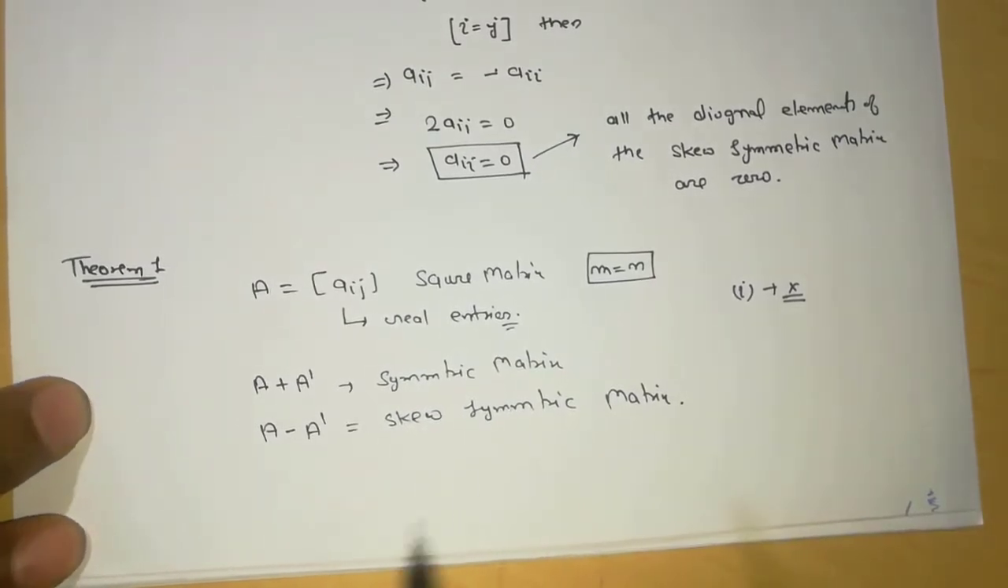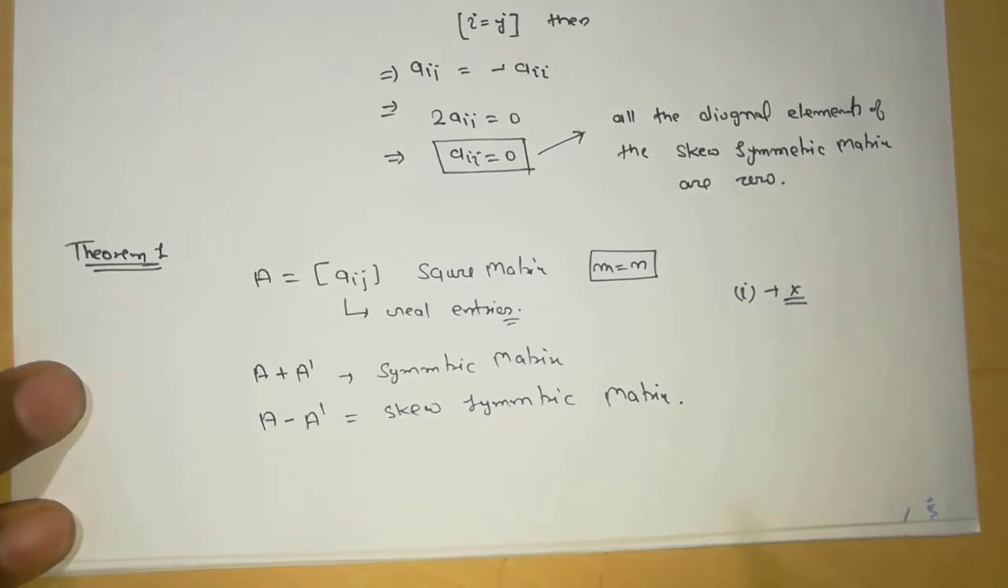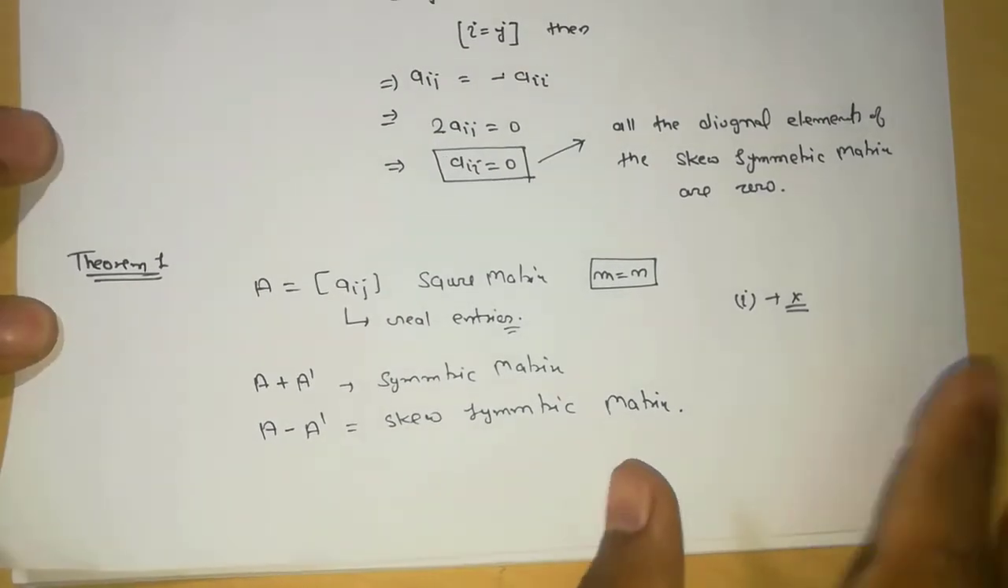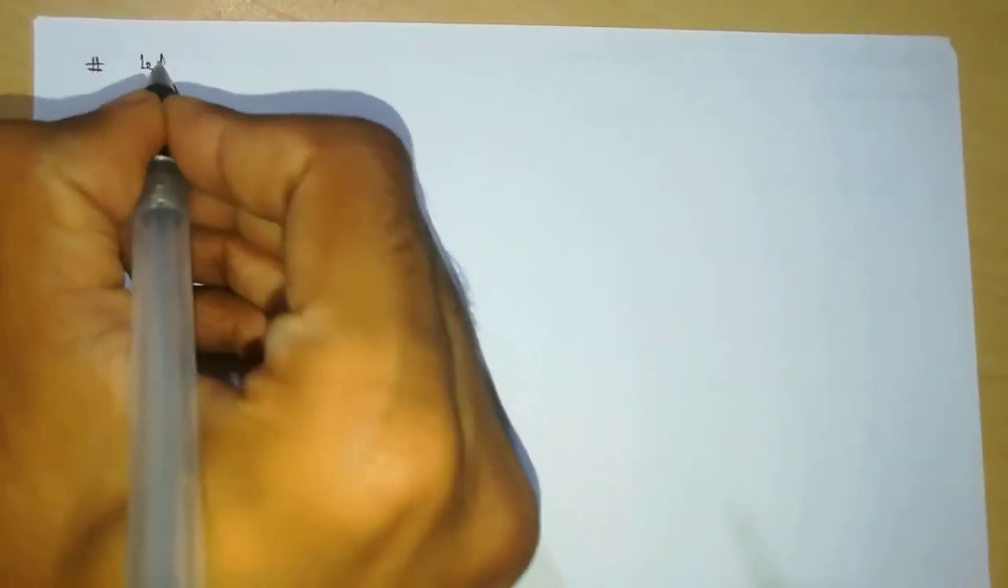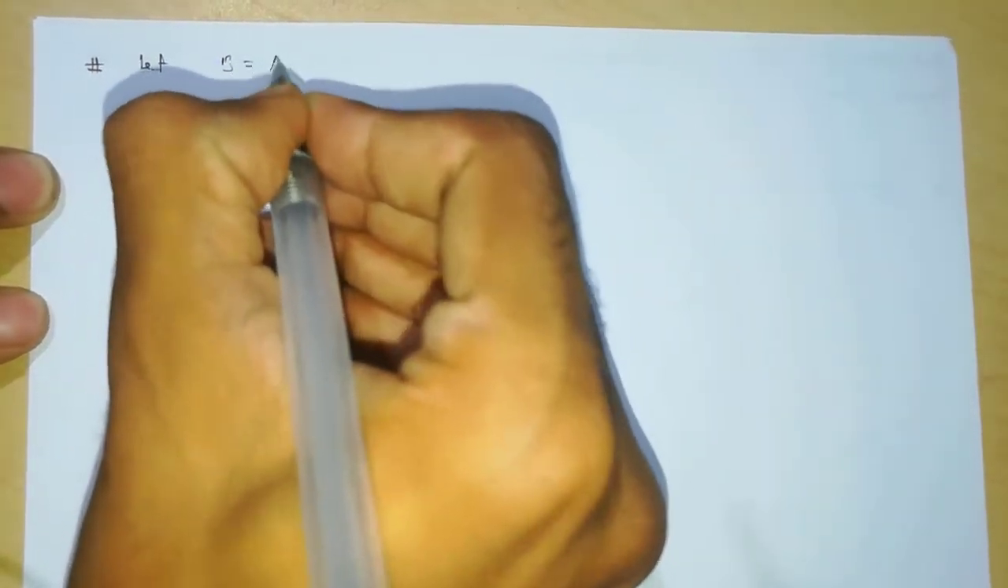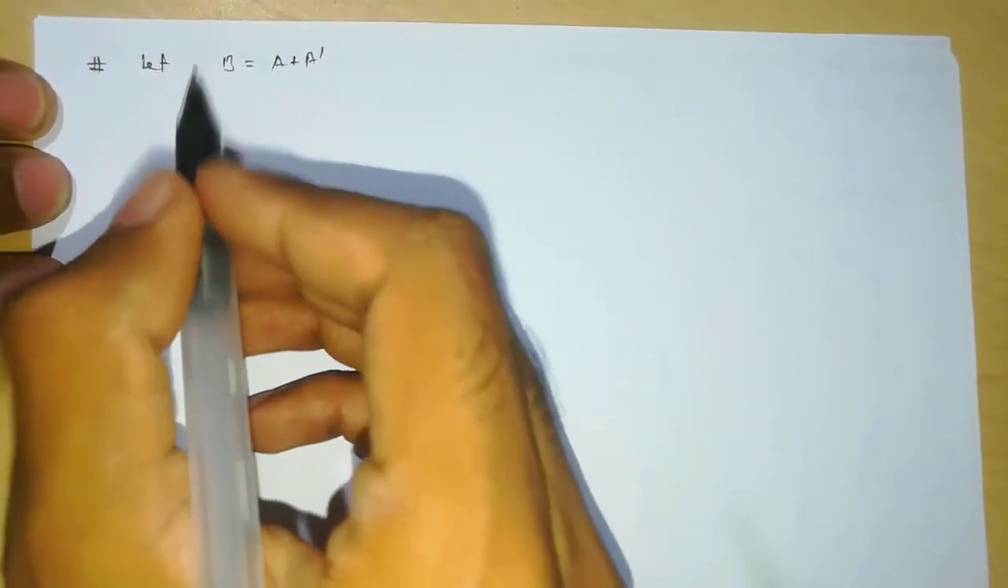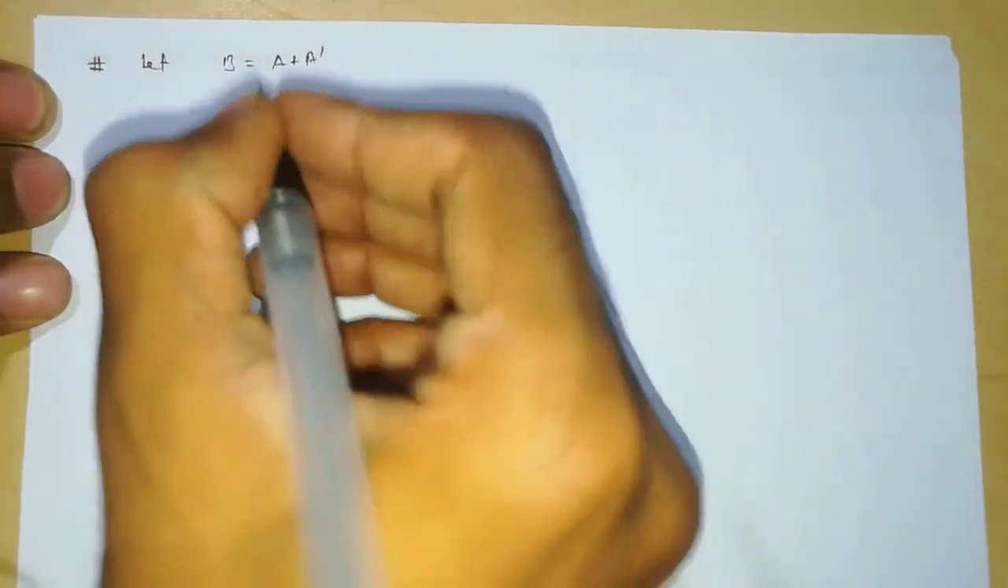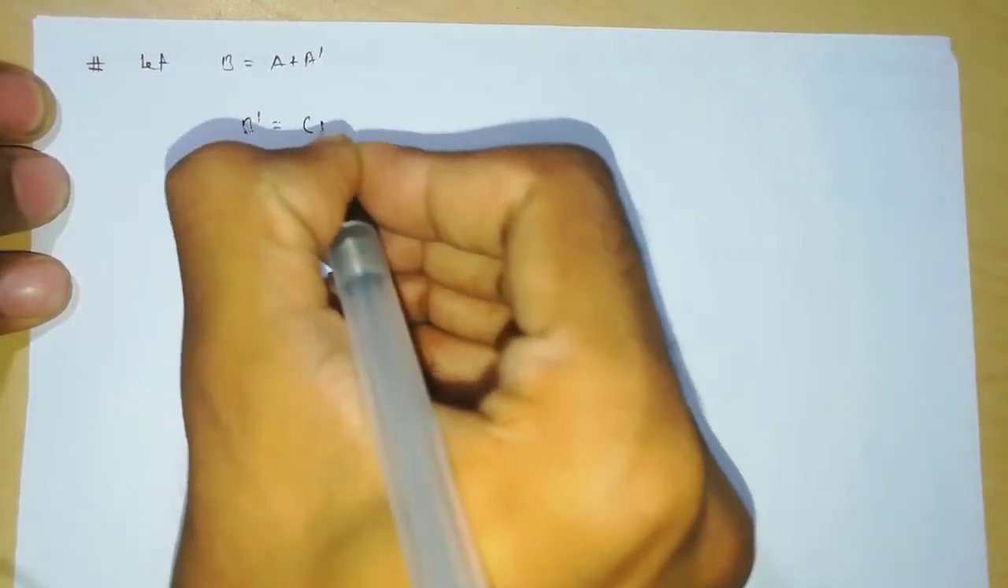Now we will prove this theorem. First, let the matrix B equal A plus A dash. It means we will prove it for the symmetric matrix. In the result we will get the matrix B. So take the transpose of the matrix, B dash. So B dash equals A plus A dash whole dash.